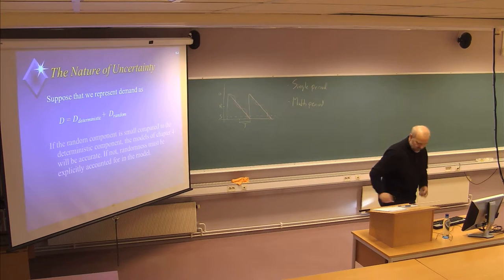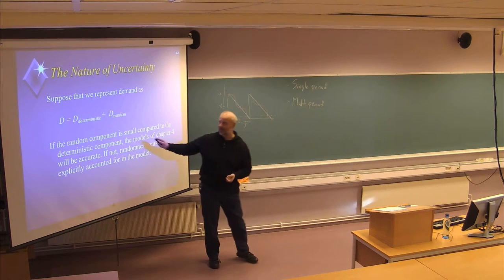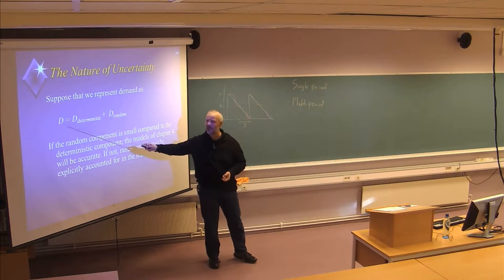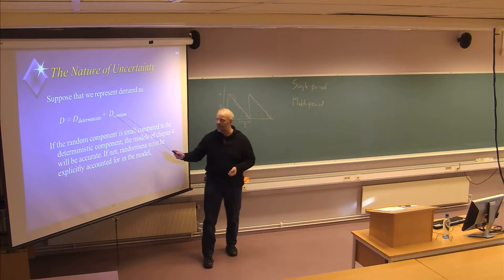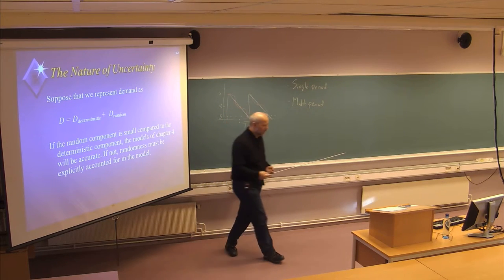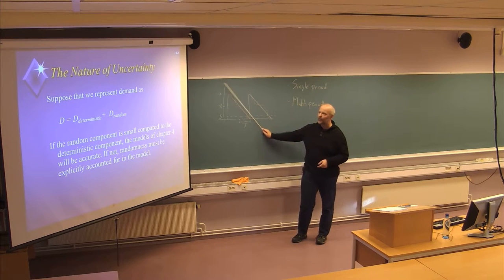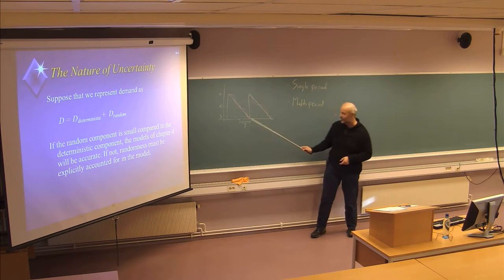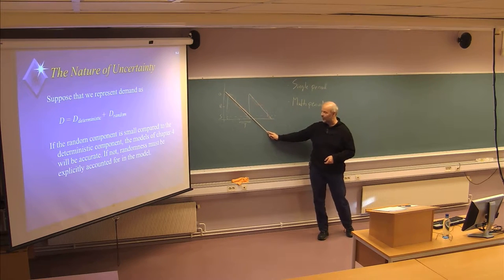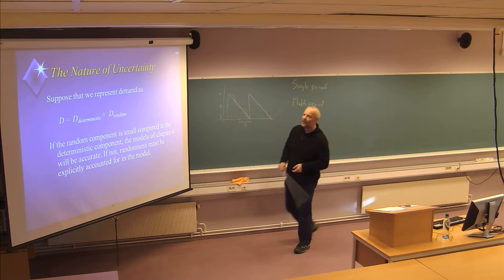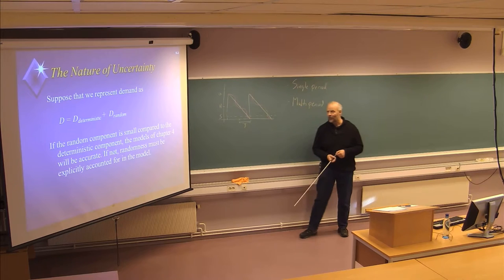Also here, something about the nature of uncertainty, because here we are talking about the exact demand which you will have, which consists of a deterministic or fixed part and a random part. The deterministic part can be shown by the straight line here. And then the random part, which might be positive or negative, will decide the deviation from the fixed line, from the expected demand here.